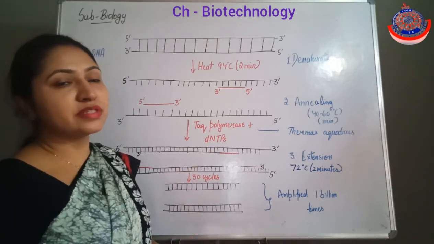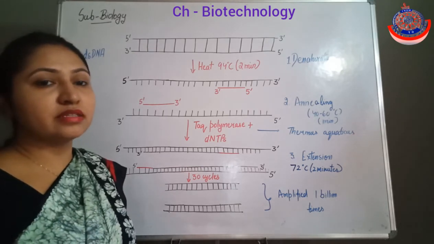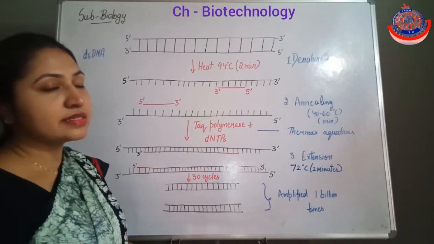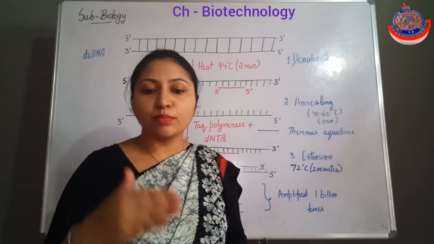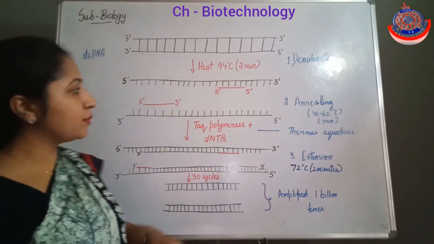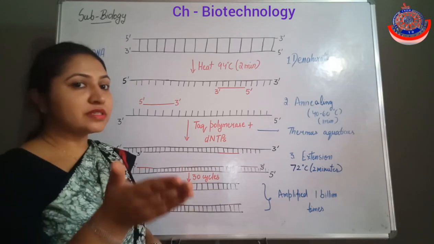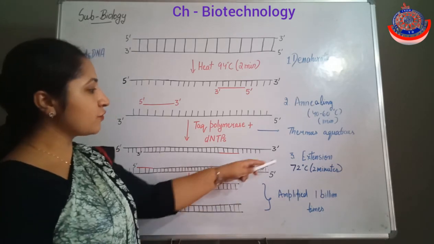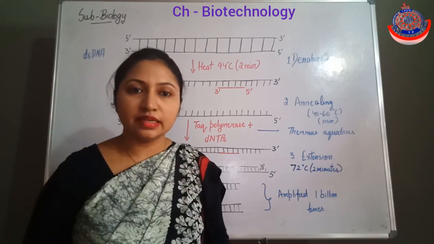In this manner PCR occurs, meaning it is responsible for producing billions of copies of the desired DNA. So what are the steps? First is denaturation, second is annealing, and third is the extension process. In denaturation, both the strands get separated, and in the annealing process the primers get annealed here. The primers are responsible for initiating the reaction, and in the extension process, the Taq polymerase is responsible for the elongation of the DNA strand.